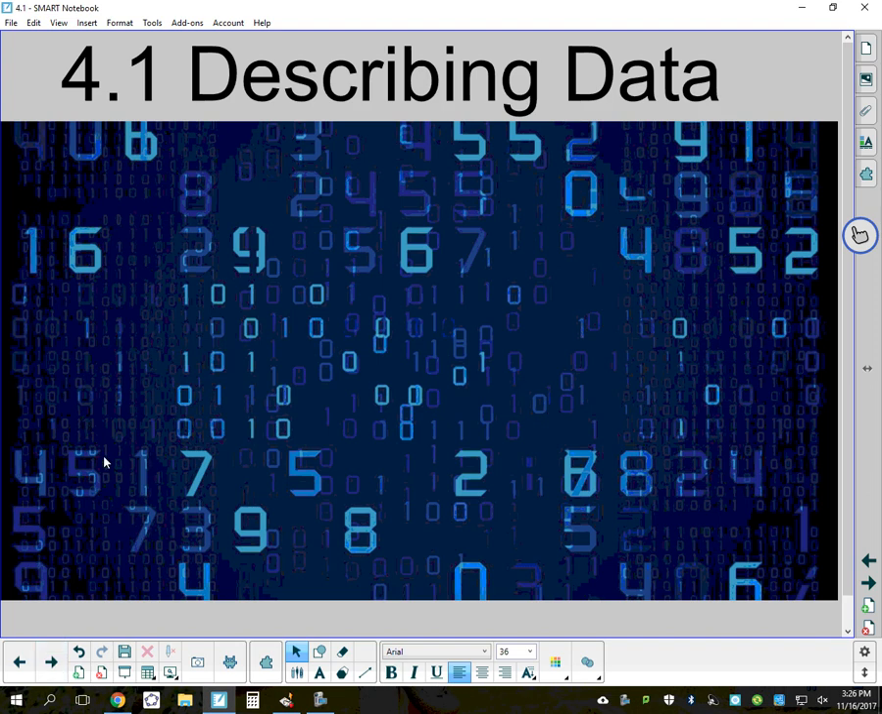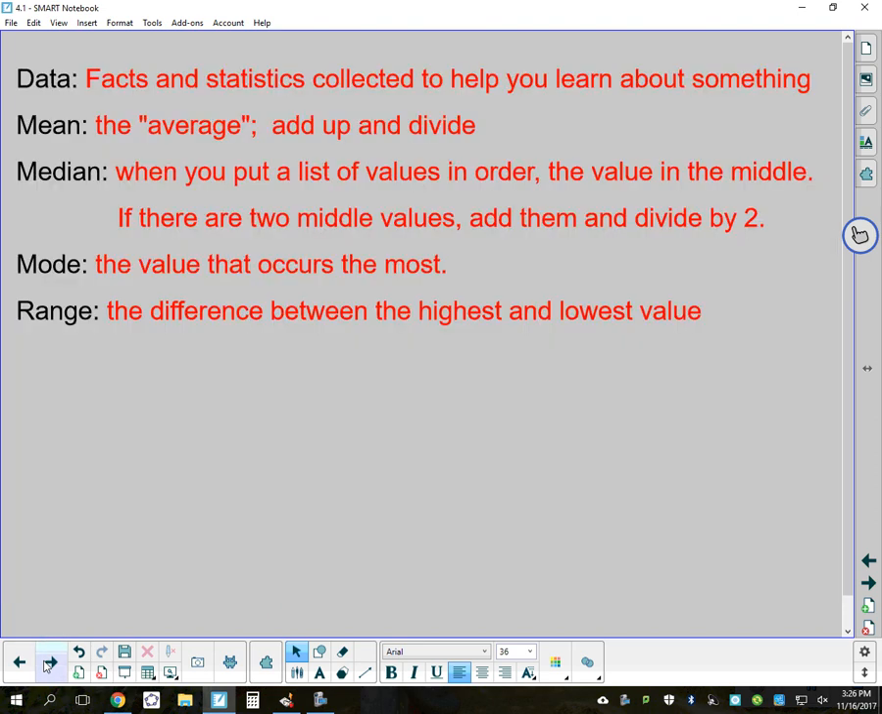Section 4.1, we are going to start by describing data. Some of it's going to be review, and then there's going to be some new stuff as well. First thing is just a bunch of definitions. So at some point here, pause the video and get all these definitions down. Data are facts and statistics collected to help you learn about something. So that's what this whole unit is about, all this data.